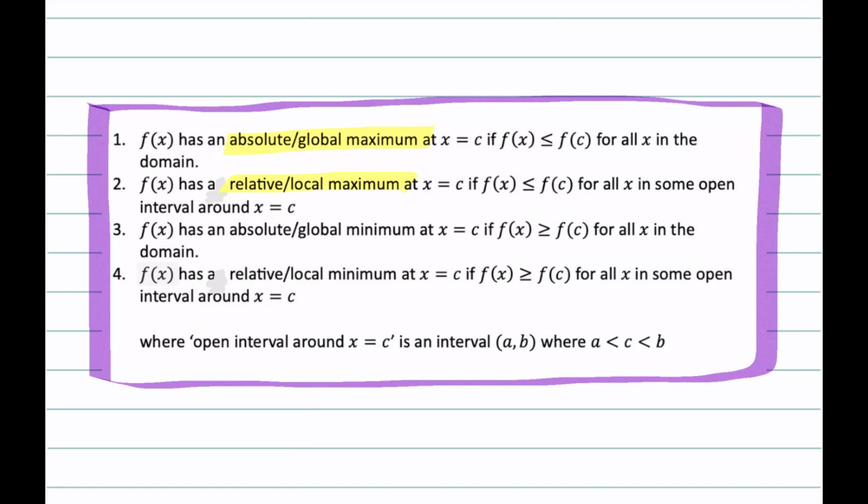Then f of x has an absolute or global minimum at x equals c if f of x is greater than or equal to f of c for all x in the domain. And lastly, f of x has a local or relative minimum at x equals c if f of x is greater than or equal to f of c for all x in some open interval around x equals c. And that just means some interval (a, b) where c is between a and b.